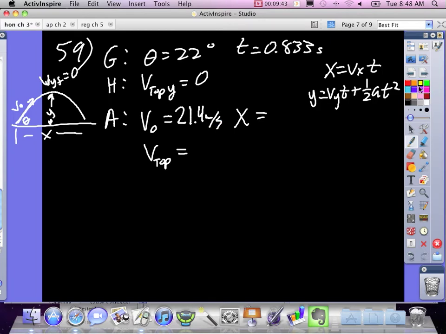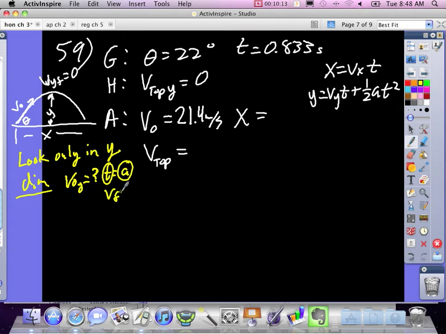So how did we do that? Let me go again. What you had to do was first look only in the y dimension. And when you did that, then your initial velocity in the y, that's what we're looking for. We have the time, we have the acceleration, and we know the final velocity in the y. That was 0. So then when we did that, we got v initial in the y to be 8 meters per second, approximately.